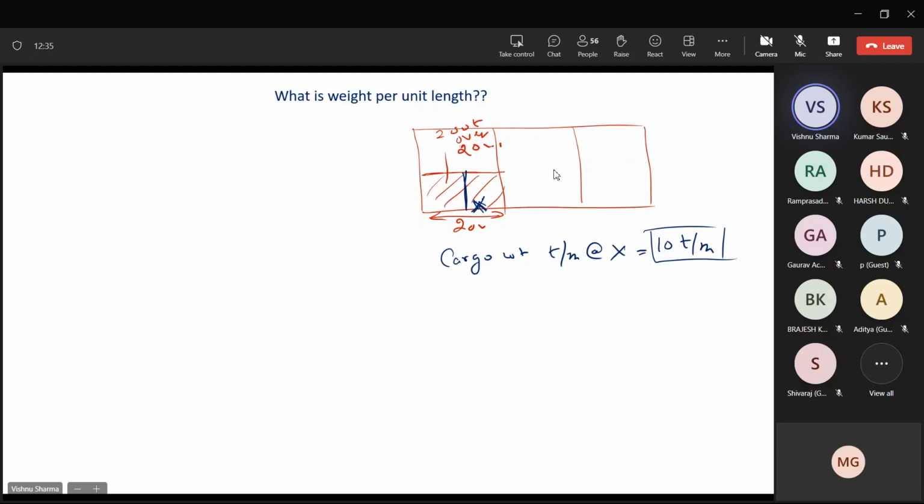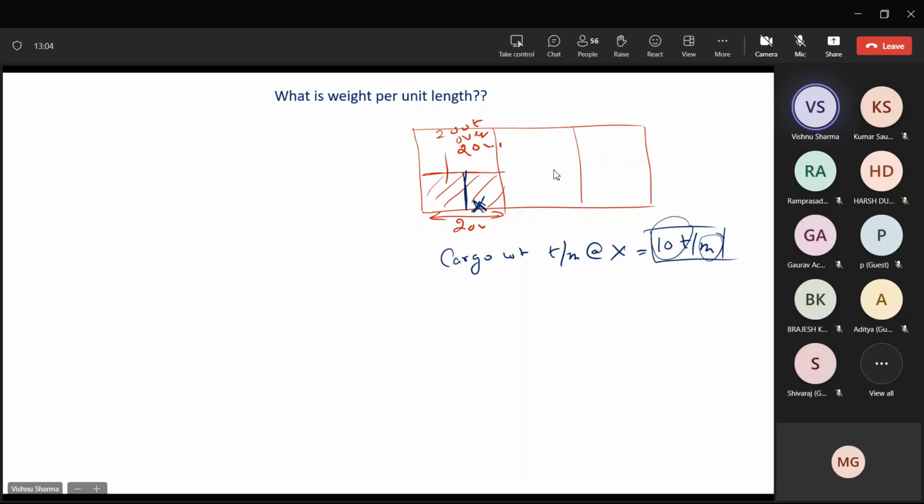X is a point. Is the cargo at X 10 tons? No. Does the length of point X is 10 meters? No. 1 meter? No. So neither does X span over 1 meter, that is per meter, nor is the weight of the cargo at X 10 tons. Then what does this 10 tons per meter mean is what you need to understand before we bring in the next type of questions, guys.